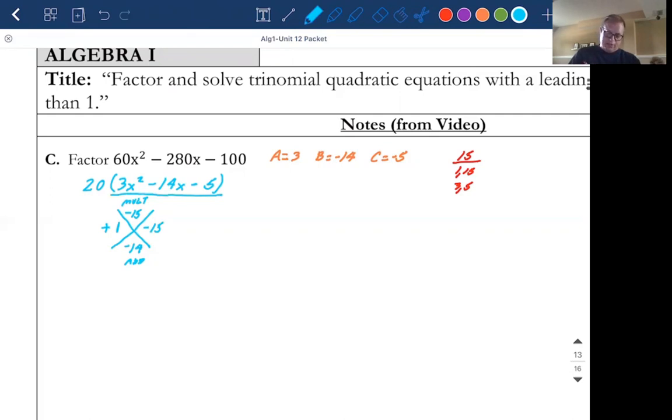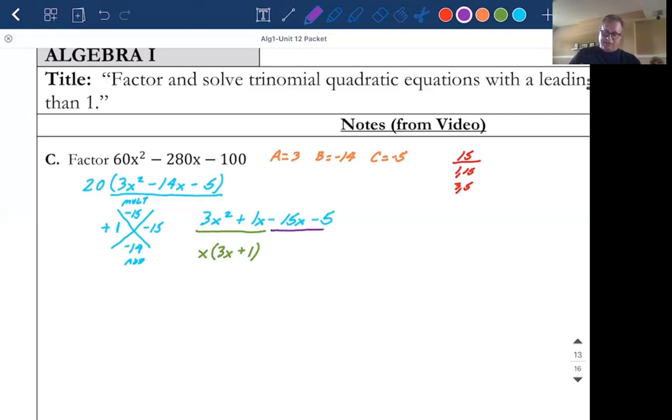So we're going to keep the 3x squared. We're going to change negative 14x into positive 1x minus 15x, and then we have the minus 5. So now we look at the first two terms, and we notice that they have an x in common. If we take an x out of 3x squared, I'm going to have a 3x left. And taking an x out of 1x is just, well, 1. And I didn't really even need to write 1 in front.